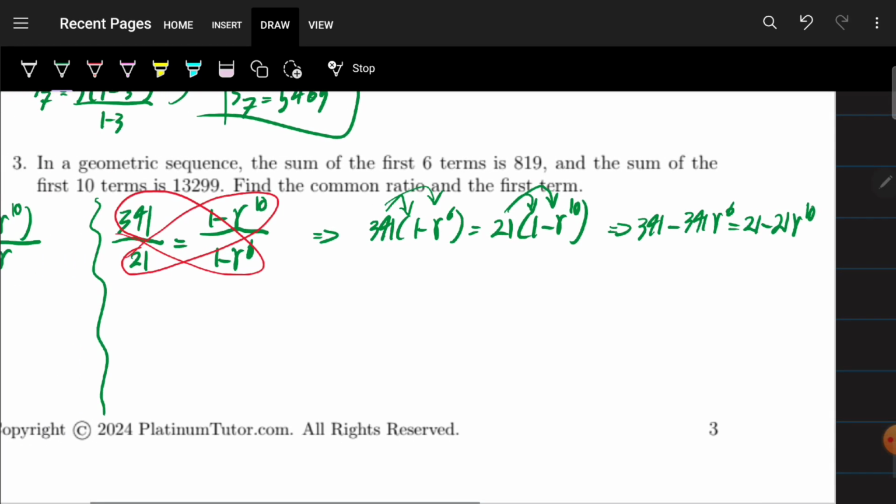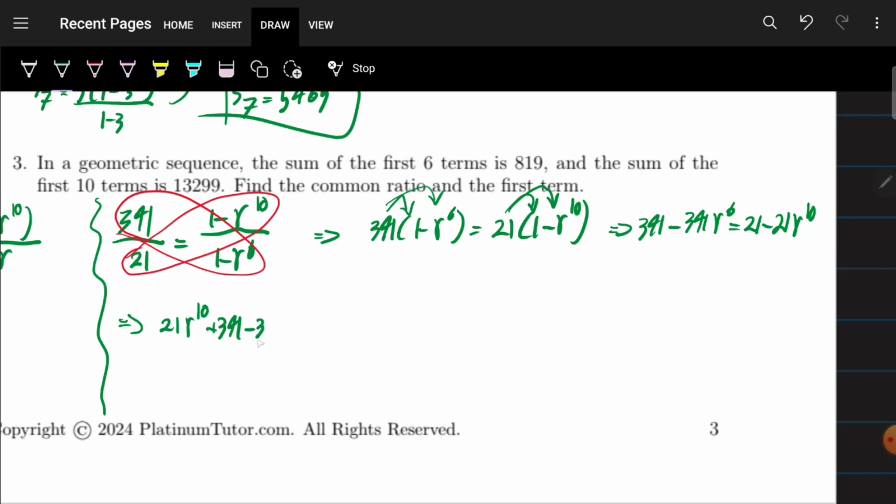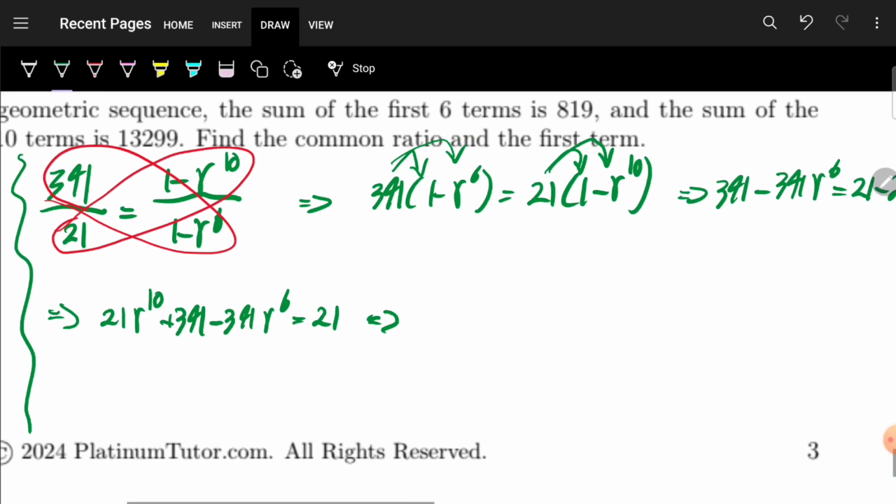I'll move everything to one side. So I'll add 21 R to the 10 to both sides. 21 R to the 10 plus 341 minus 341 R to the 6 is equal to 21, and I'll subtract 21 from both sides. So we get 21 R to the 10. So 341 minus 21, that's 320.